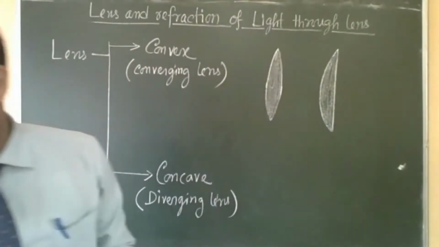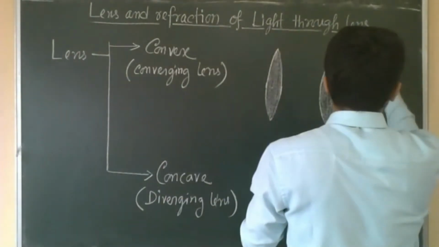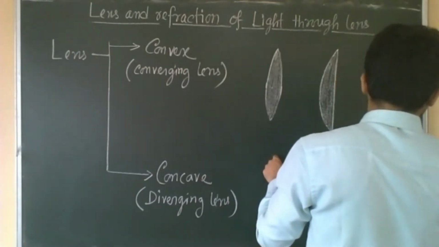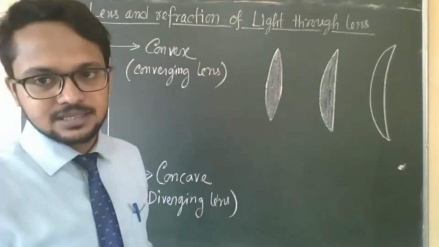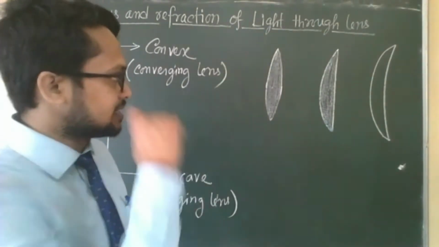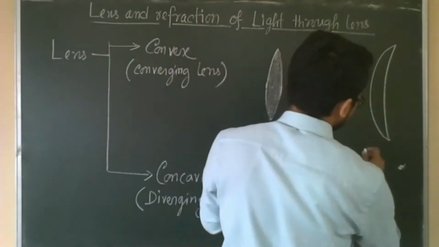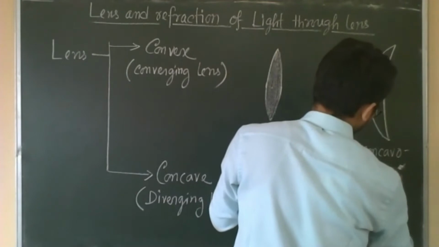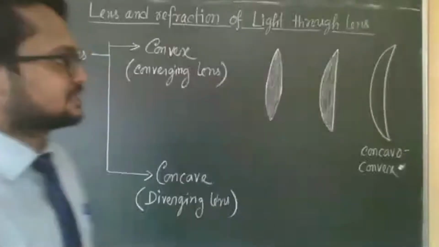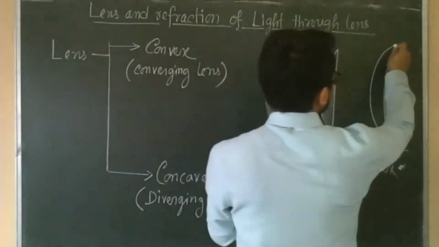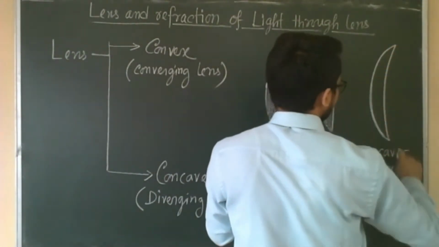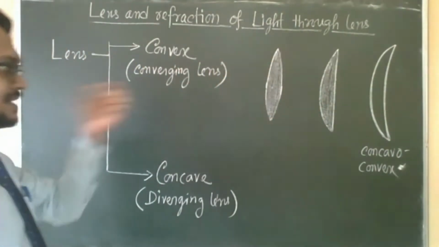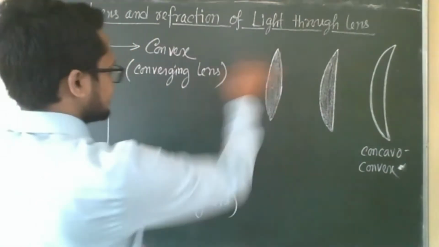The third type is concavo-convex, which means one surface is concave and another surface is convex. Here the first surface is convex and the second surface is concave. So there are three kinds of convex lenses.